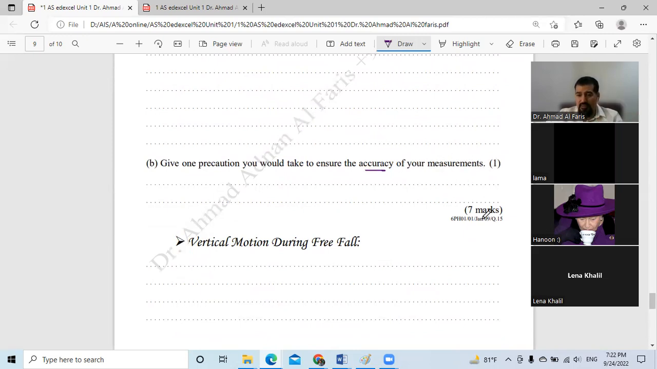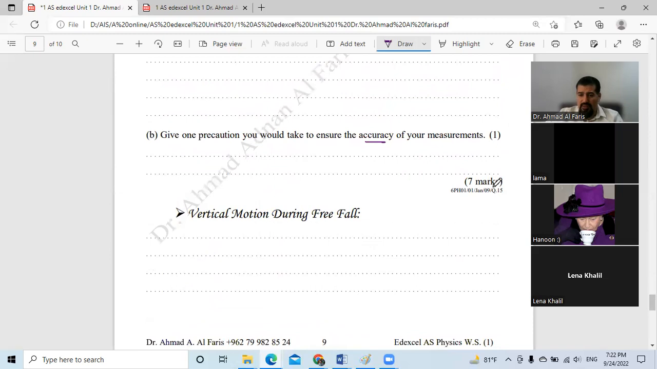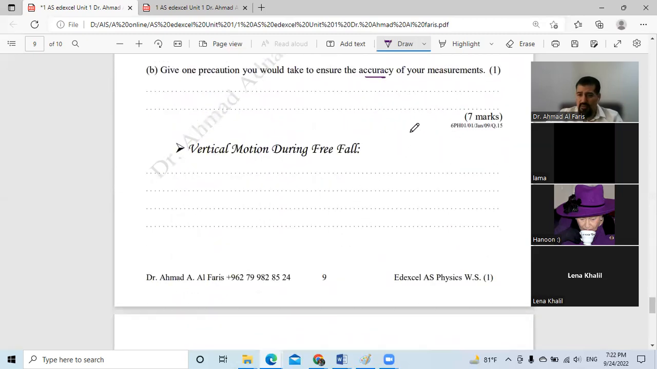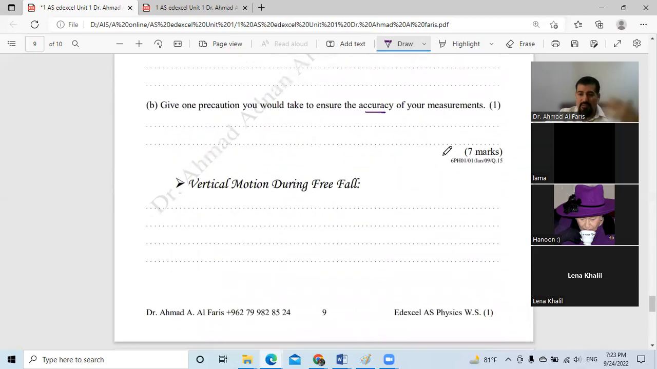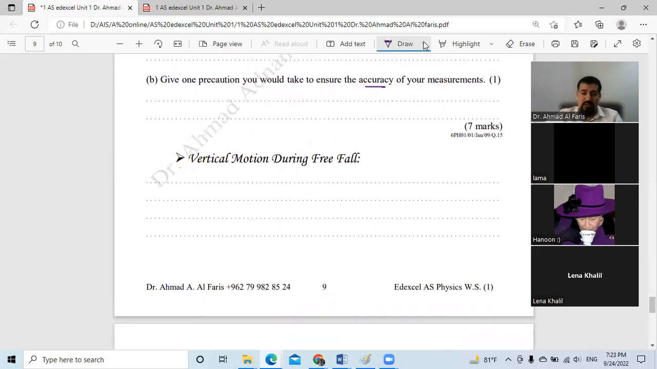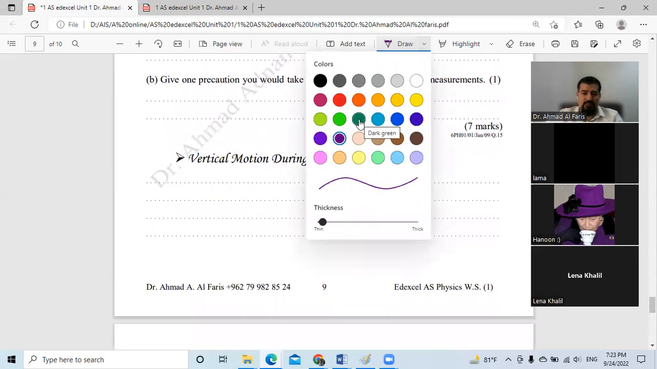This is a January 2009 question 15, but they keep repeating the same questions from time to time. We are going to do full past papers at the end of this course to make the students prepared for their exams, inshallah.